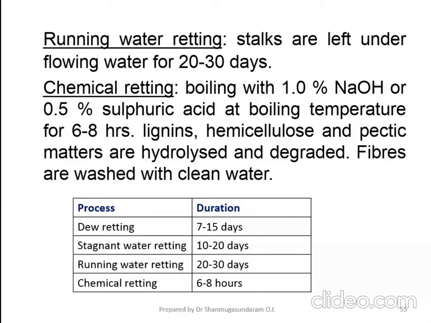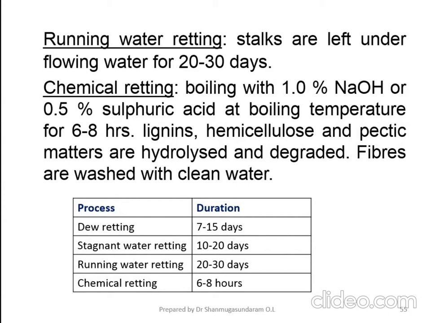So this is how the extraction process has to be carried out for the flax fiber. Please look at the table. The table shows the duration of the extraction process. If you take dew retting, 7 to 15 days is needed for the extraction. If you take stagnant water retting, again it takes 10 to 20 days. Then if you take running water retting, it takes 20 to 30 days. Whereas if you take chemical retting, it only needs 6 to 8 hours for the extraction of fiber from the plant.